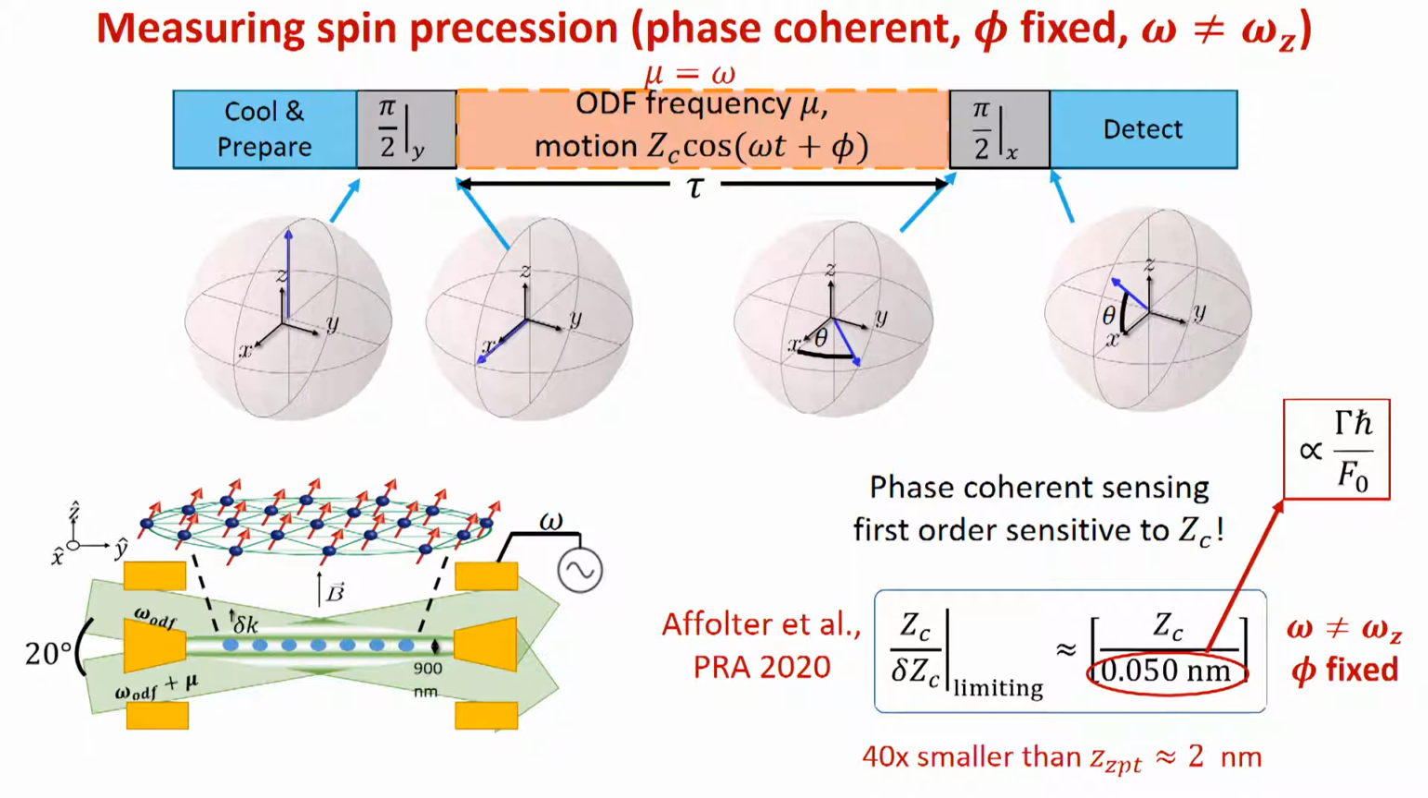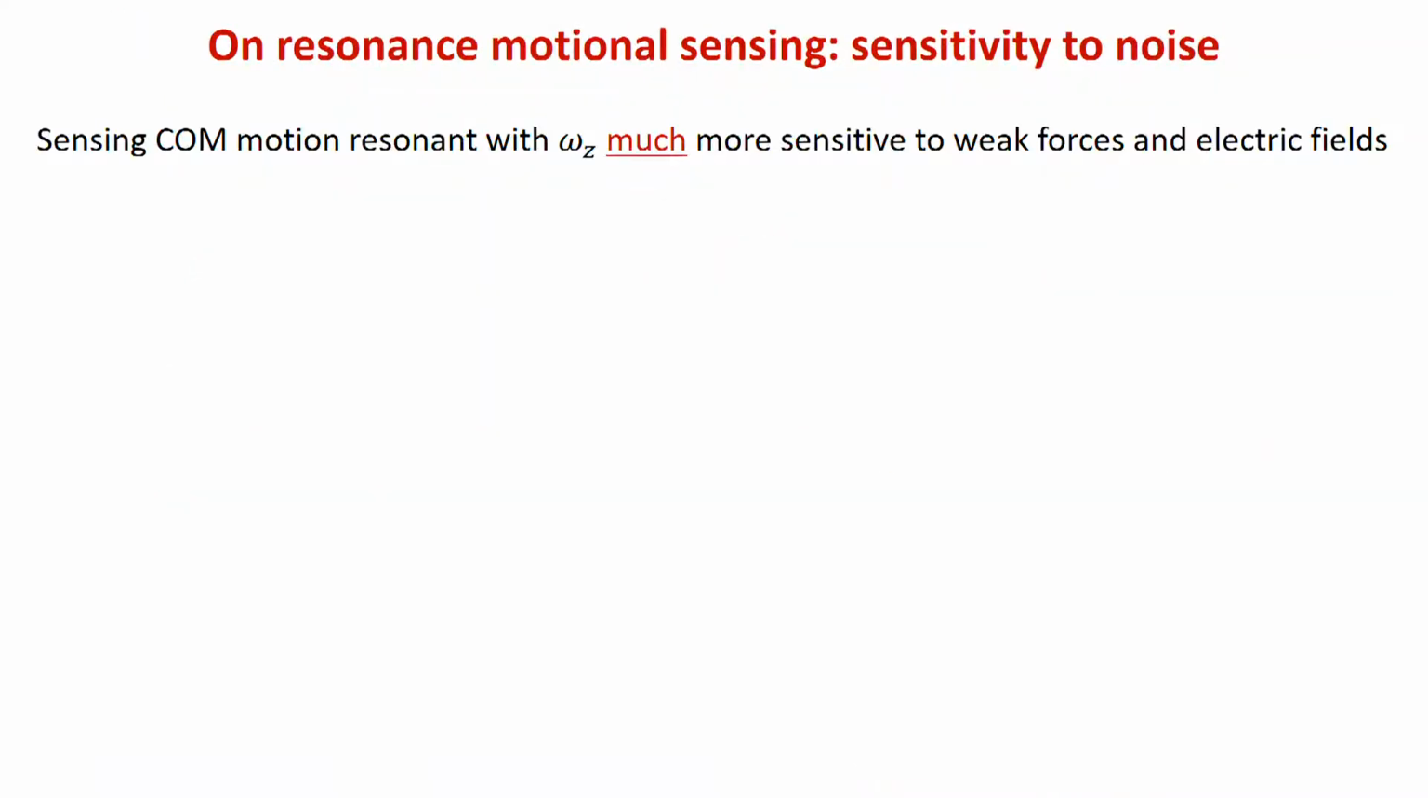Now, I'll just highlight here that this limit is proportional to the off-resonant light scatter divided by the spin-dependent force. This is not optimized for our system, and there are certainly ions out there that can do a lot better than what we're doing here with beryllium ions.